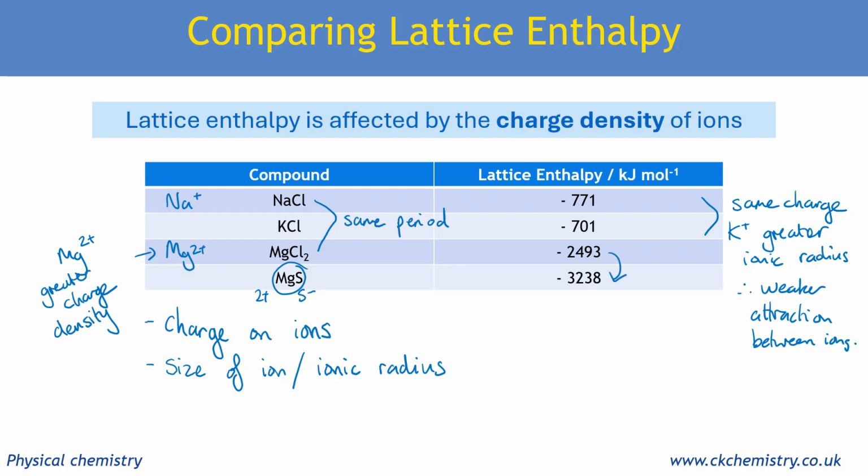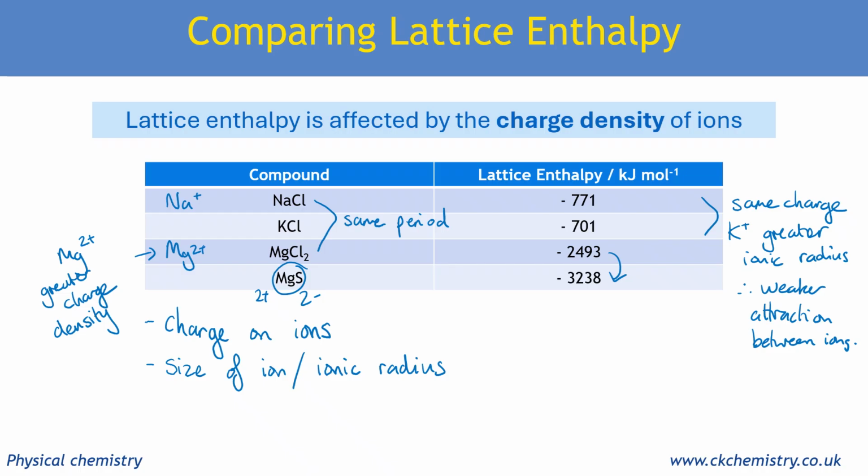And then again, you can see another big increase, because remember these are exothermic values. So the lattice enthalpy has got much more exothermic. So actually I should say 2-. The fact that sulfide is a 2-, and I've deliberately picked elements that are all from the same period of the periodic table, means that it's far stronger attraction, even though there's only one S2- ion instead of 2 chloride ions.